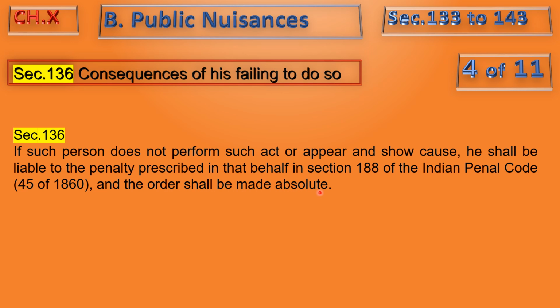In simple words, in section 135, the person was asked either to obey the orders, stop such nuisances, or show cause why action should not be taken against him. And if he does not appear, this is what section 136 says, the penalty can be imposed upon him under section 188 of the Indian Penal Code. Section 188 of IPC says it is punishable with simple imprisonment, which may extend to 1 month, or fine up to rupees 200, or both.